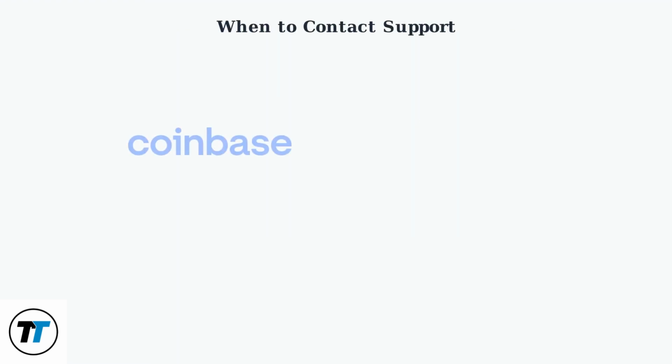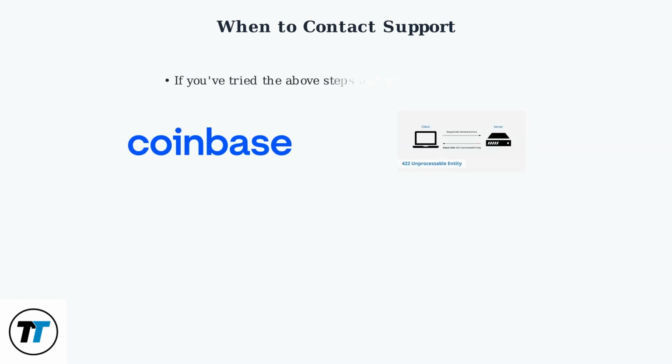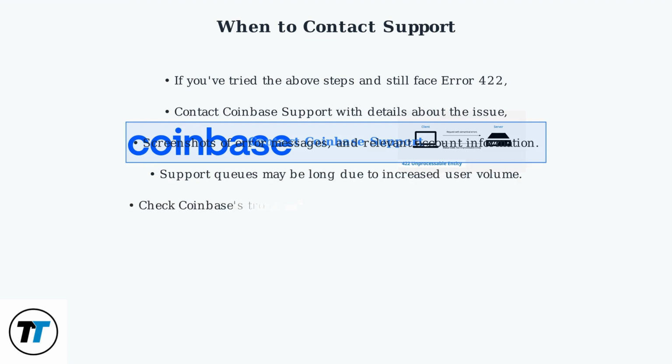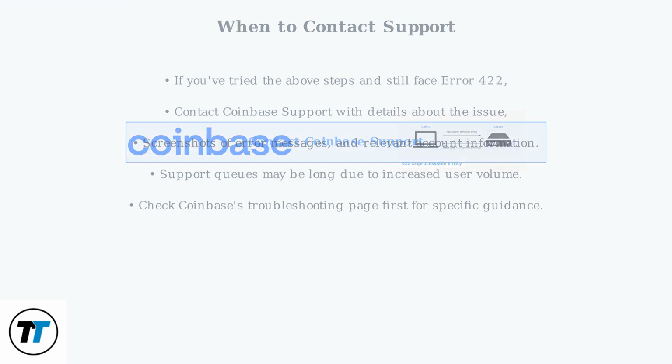If you've tried the above steps and are still facing error 422, it's time to contact Coinbase support. Be prepared to provide details about the issue, screenshots of error messages, and any relevant account information. Keep in mind that support queues may be long due to increased user volume. Check Coinbase's dedicated troubleshooting page first, as it may offer specific guidance for your situation.